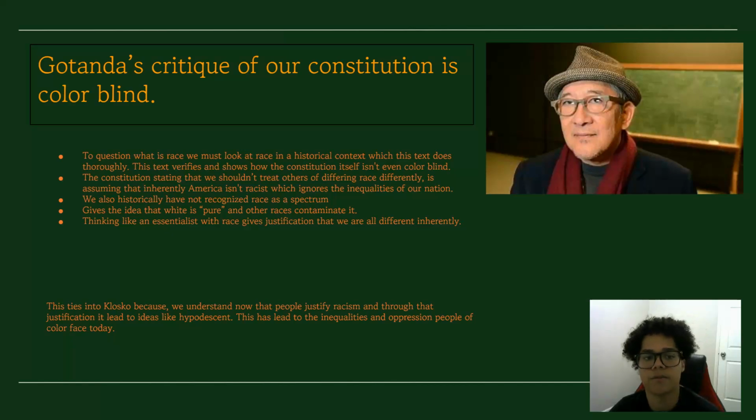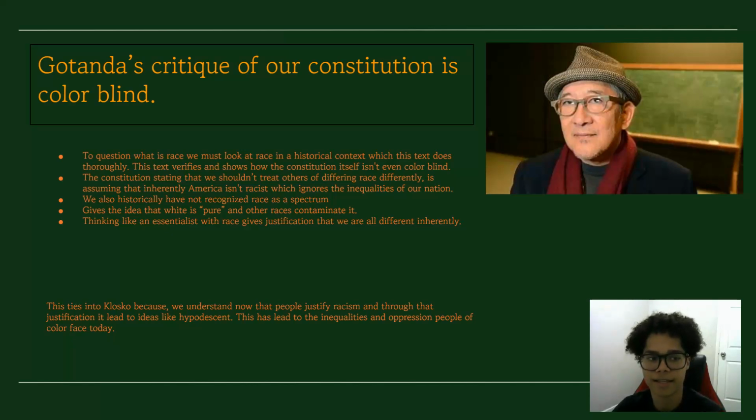The Constitution stating that we shouldn't treat others of differing races differently is assuming that inherently America isn't racist, and ignores the inequalities which are present in our nation. We have also historically not recognized race as a spectrum. This always frustrated me as a kid, as a biracial person, because the way that we speak about race almost gives the idea that white is pure and everything else contaminates it. And that gives us the idea of hypodescent, which is if you have any African blood whatsoever, you're considered African, not what maybe you might be the most of.